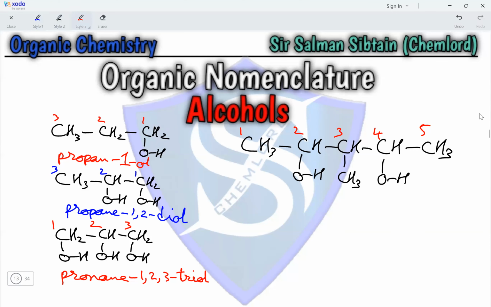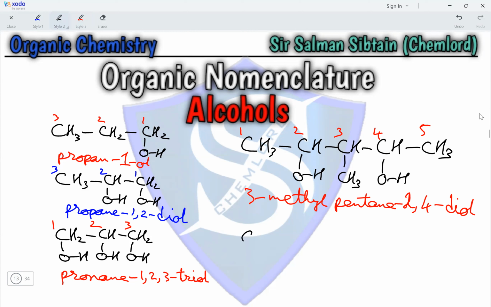5 carbon parent compound would be called pentane. And since there is a substitute group present on the third position, which is methyl, the name of this compound would be 3-methylpentane, written completely. Positions of the OH group defined 2, comma 4, diol.